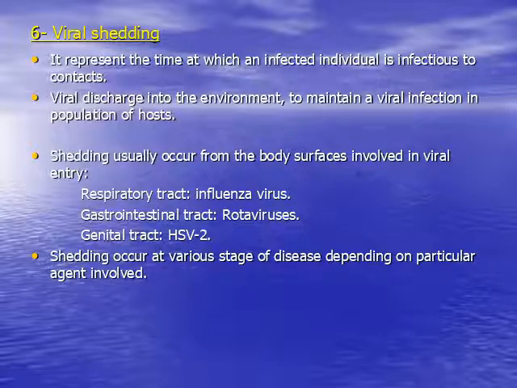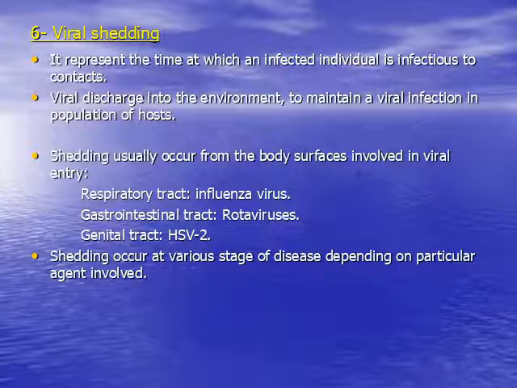The sixth point in viral pathogenesis is viral shedding. It represents the time at which an infected individual is infectious to contacts. Viral discharge into the environment maintains a viral infection in the population of hosts. Shedding usually occurs from the body surface involved in the viral entry.